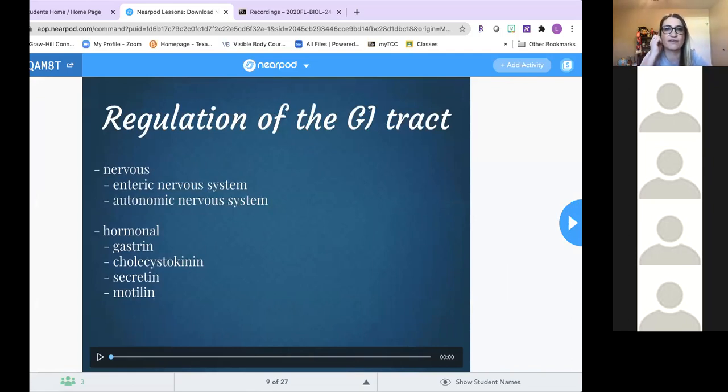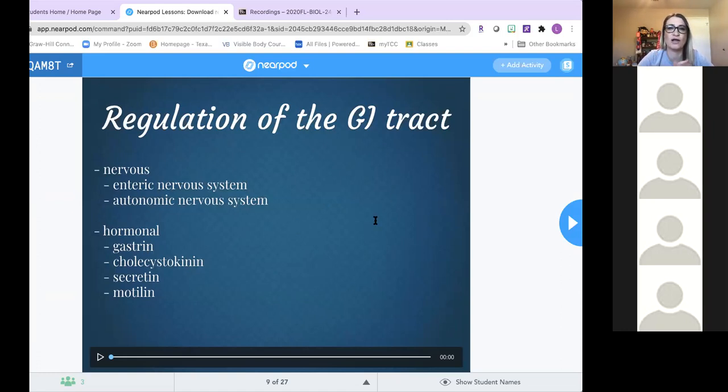We're now going to look at the regulation of the GI tract. So there are two main types of regulation for the GI tract, as we can see summarized here. The GI tract is regulated by the nervous system as well as by hormones, or the endocrine system. Okay, so both of these can be stimulated by mechanoreceptors or baroreceptors or stretch receptors and chemoreceptors. Mechanoreceptors are the same as the baroreceptors or stretch receptors. They respond to stretch. Chemoreceptors are going to respond to different chemicals in the area.